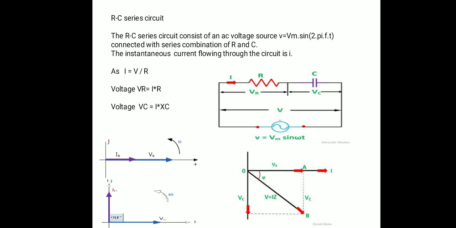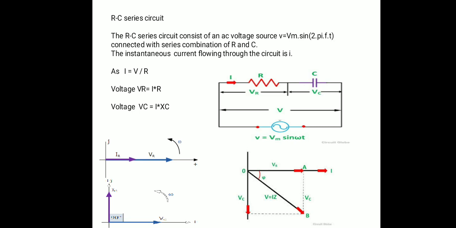Okay. In today's lecture, we are going to see the next topic, which is the RC series circuit. You can see in the circuit diagram there are two components, resistor R and capacitor C, and a supply voltage connected, which is V = Vm sin ωt. Due to this supply voltage, there is a flow of supply current through the circuit, which is I, and that current is the instantaneous current.